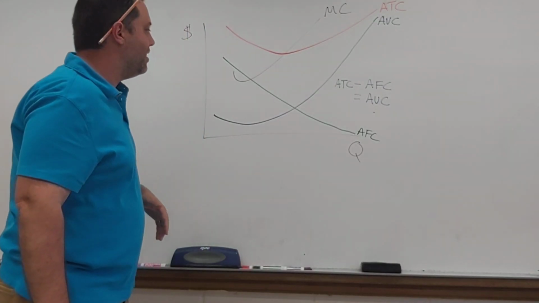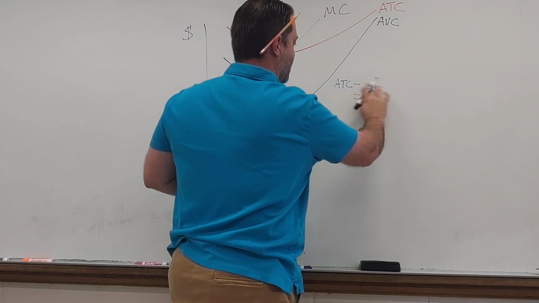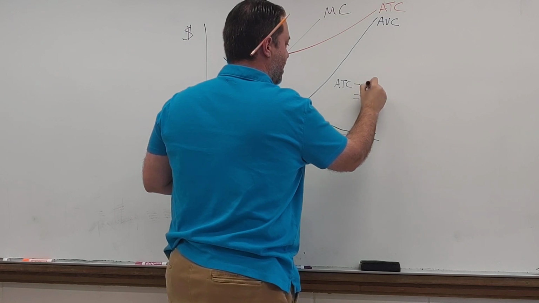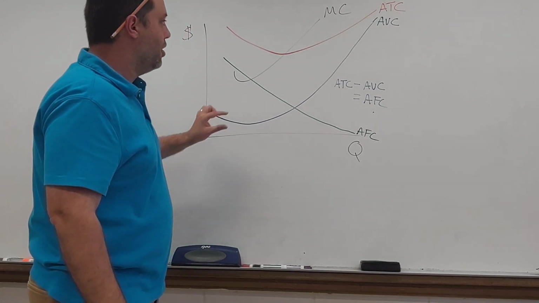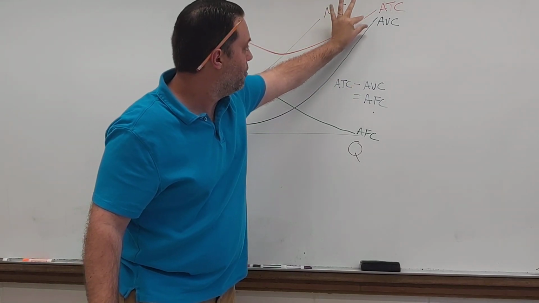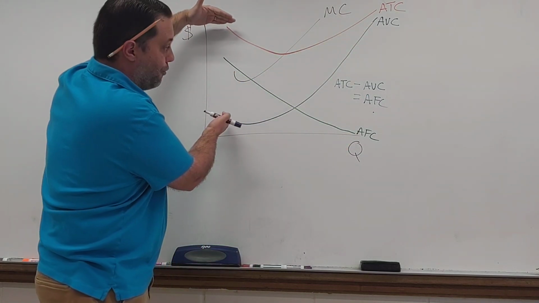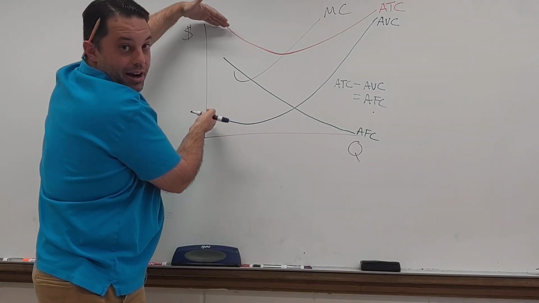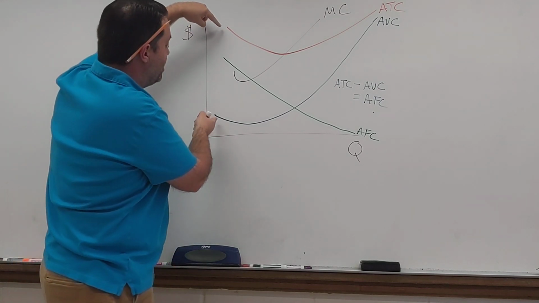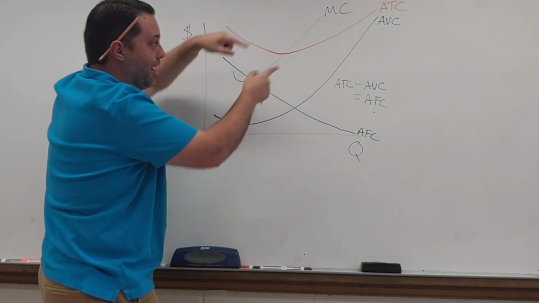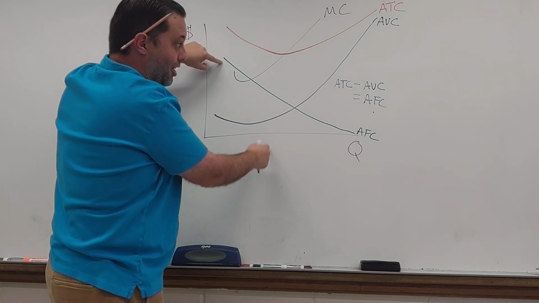Another way of looking at it is to say, if we did our ATC minus AVC, that is equal to our AFC, if you want to look at it that way, okay? So when that distance is very low, AFC is very low. When that distance is far apart, when that number right there is much greater, because it's a much greater difference, AFC is going to be much higher, okay? So basically the distance between these two curves, between that blue and that red curve, has got to be the same as the distance that this green curve is above the horizontal axis, okay?